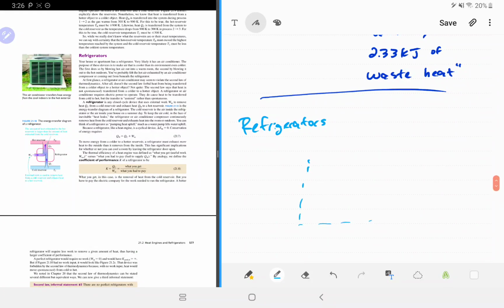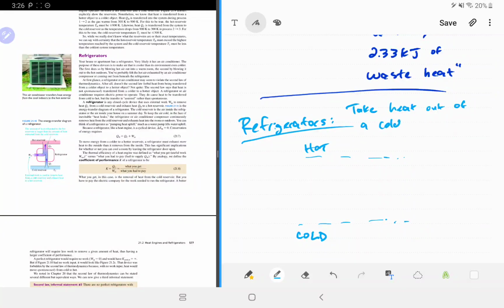So if we're to draw the same energy transfer diagram, we're going to have a hot reservoir and a cold reservoir. Now the point of a fridge is to take heat out of a cold temperature reservoir. If you think of your refrigerator in your kitchen, the point of it is to take heat out of the inside, and it doesn't matter where it goes as long as it's outside of the refrigerator, right? We're trying to get it as cold as possible.